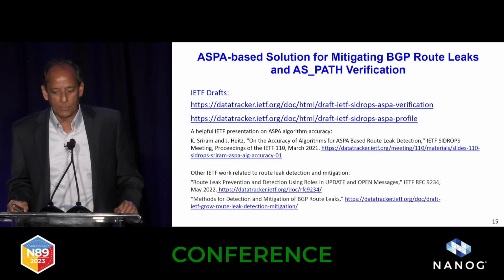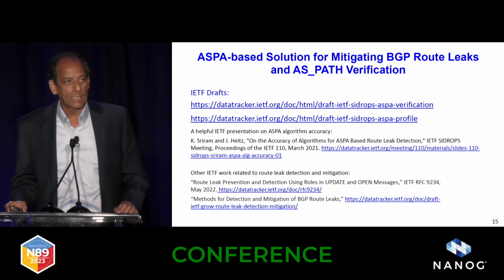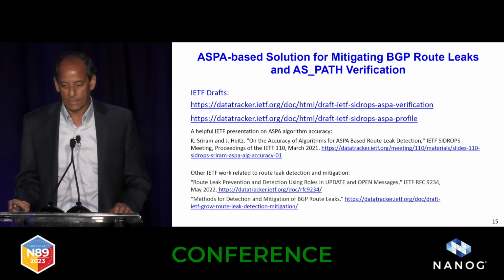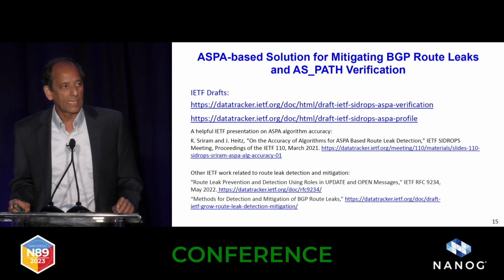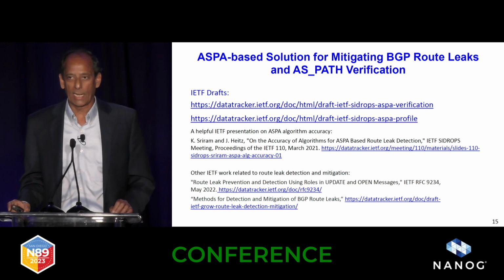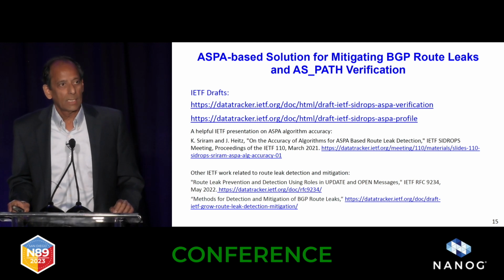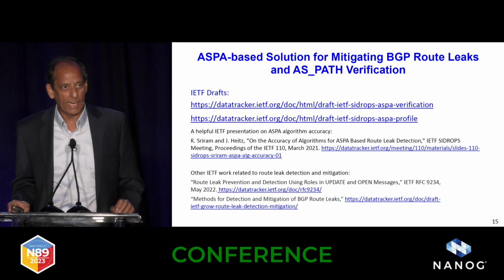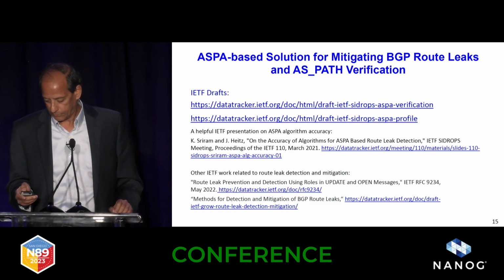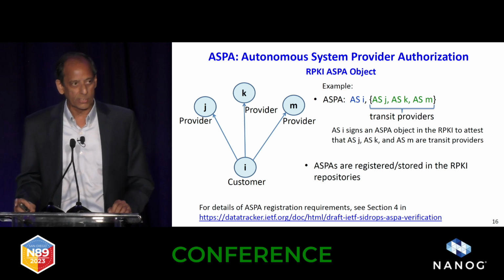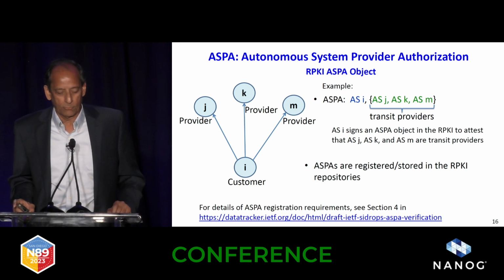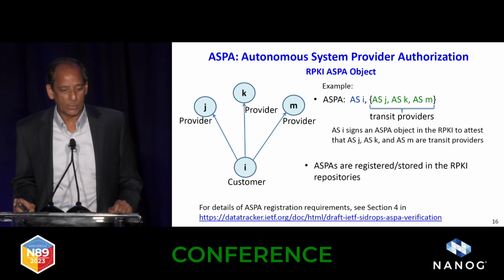The ASPA drafts I mentioned, there are 2 in particular, the ASPA verification and the ASPA profile, and we'll look at those today. There is a third one that is an extension of RFC 8210 in order to include the ASPA PDU in it. That is the RPKI to router protocol draft, and that has also been updated to include the ASPA PDU. So these are the 3 drafts that constitute what's in progress with ASPA.